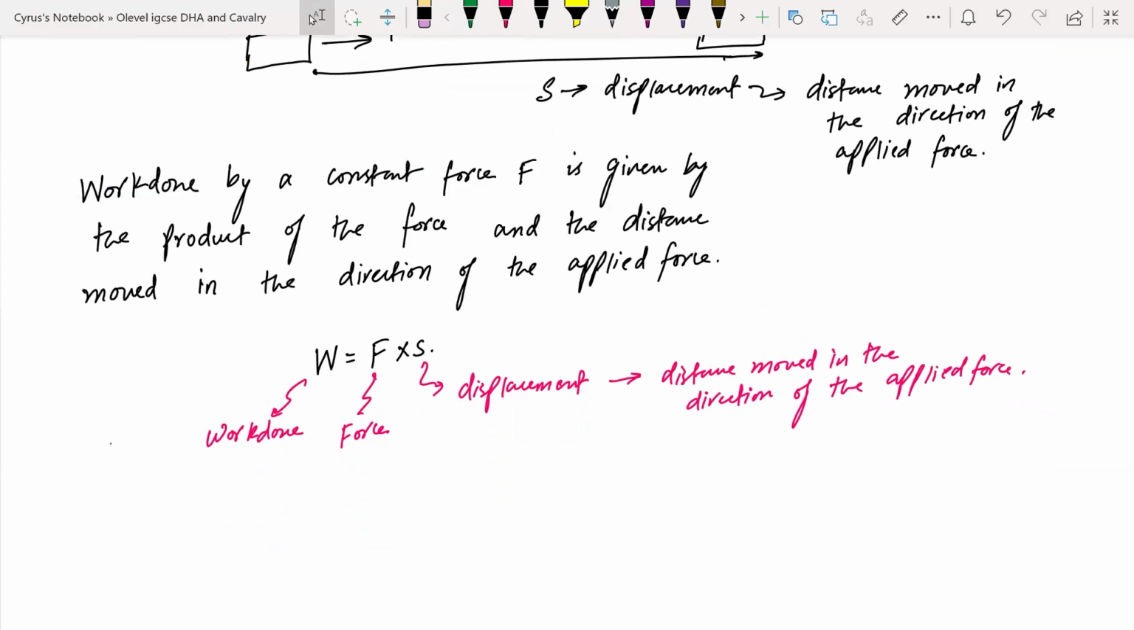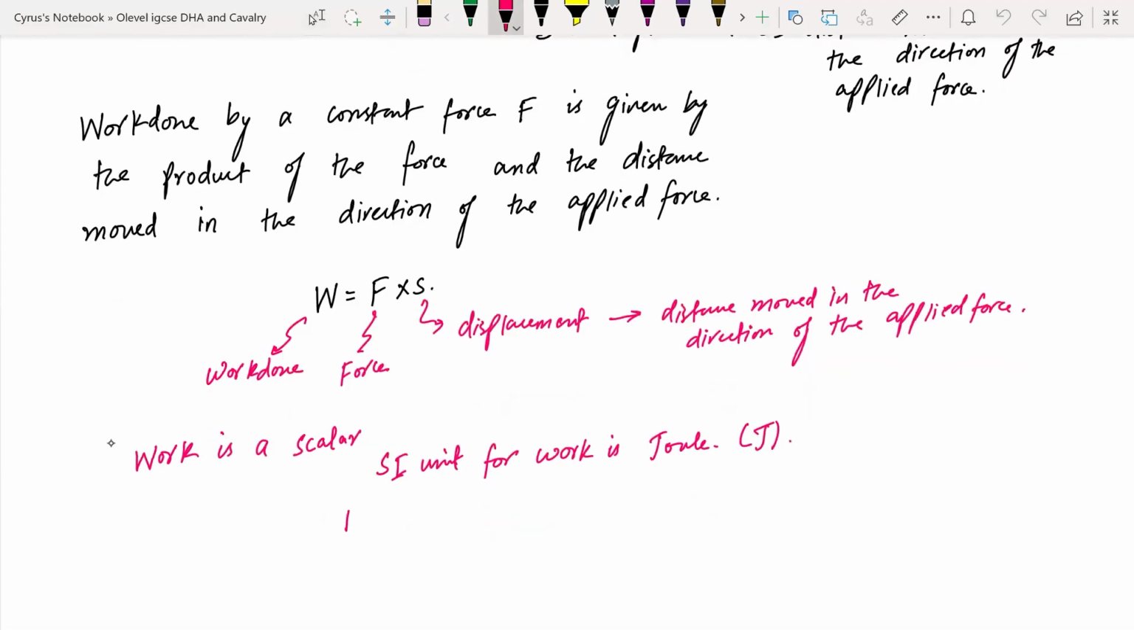Is work a scalar or a vector? Work is a scalar, even though you're multiplying two vectors. But if you take the dot product of two vectors, this is something that you will study at a higher level, right? SI unit for work is joule. And you should know that 1 joule is precisely 1 Newton meter. But you should not confuse Newton meter of moment with joule, right?